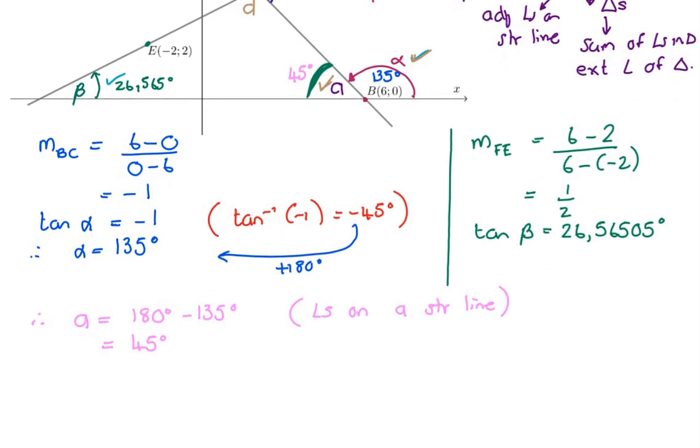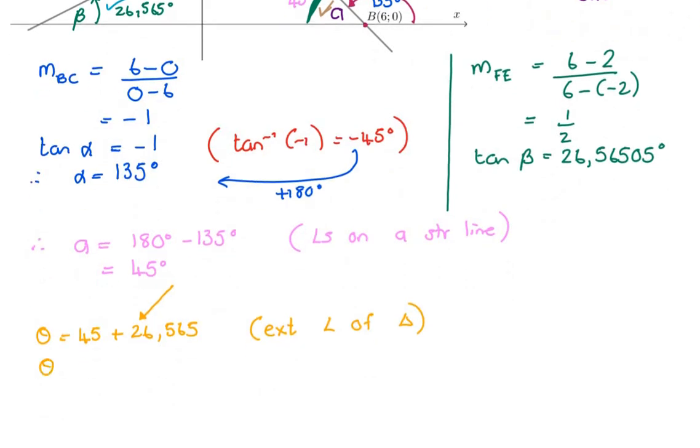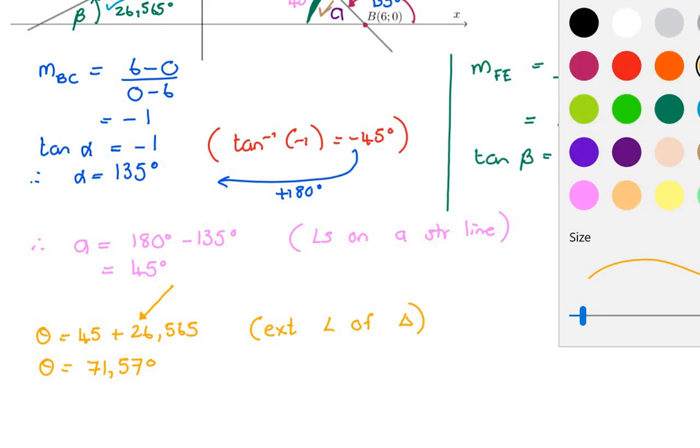So from here, you could now go straight to theta, and you could say great. So theta is 45 plus this 26,565, and that would be because of, don't forget, the moment you write down a statement, not at the answer level, at the statement you should say your reason. So exterior angle of triangle, and so that gives me theta is 71,57 degrees.